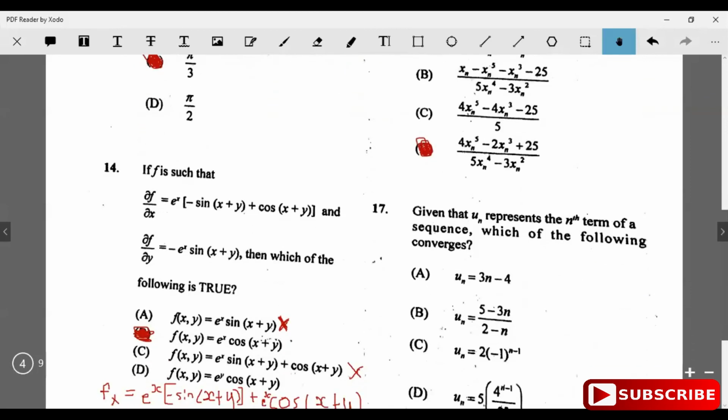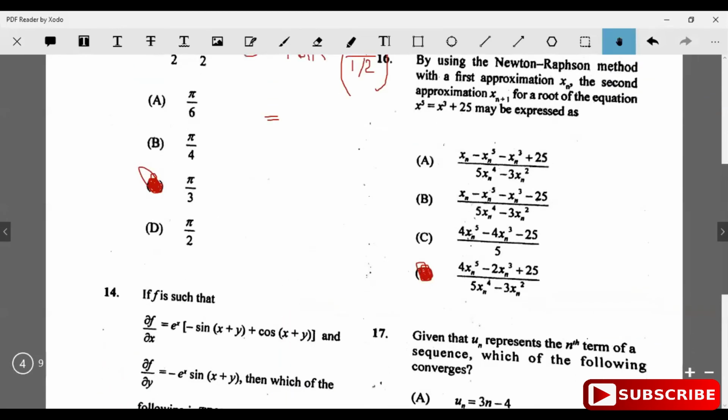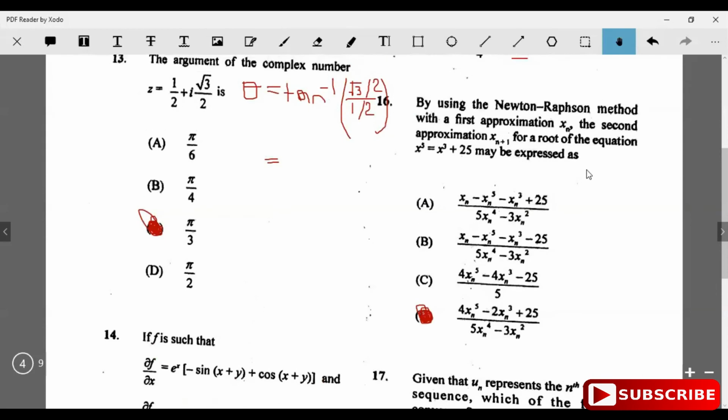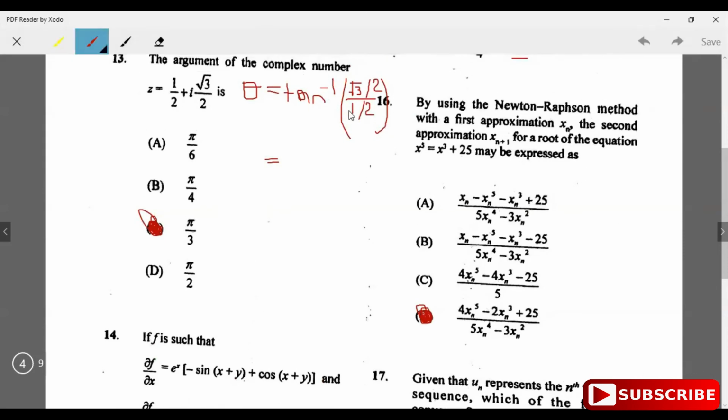The formula for it again is x_{n+1} equals xn minus f of xn over f prime of xn. Oh, okay. Yeah, you always mix it up, pretty much like the integral of ln.